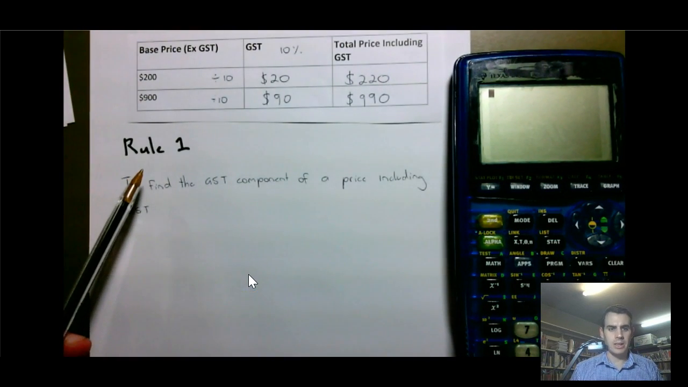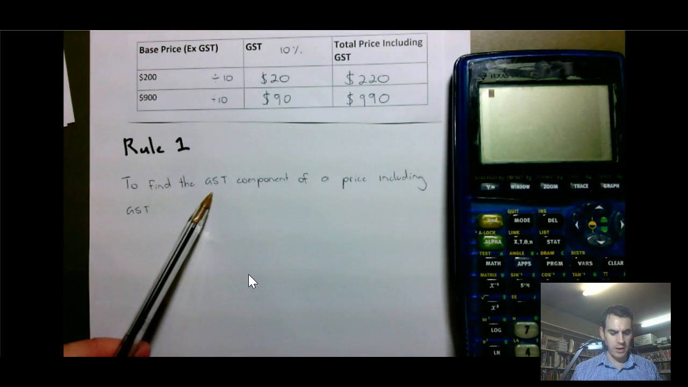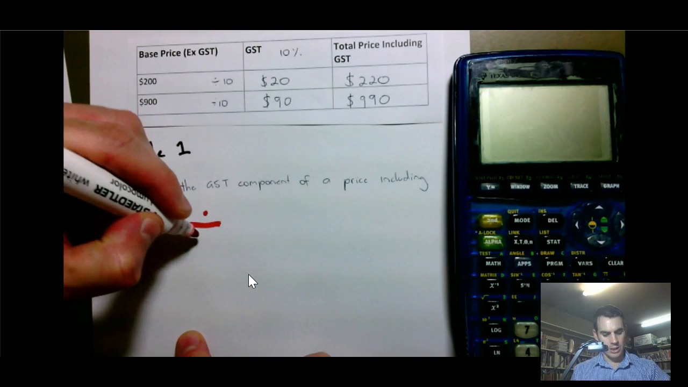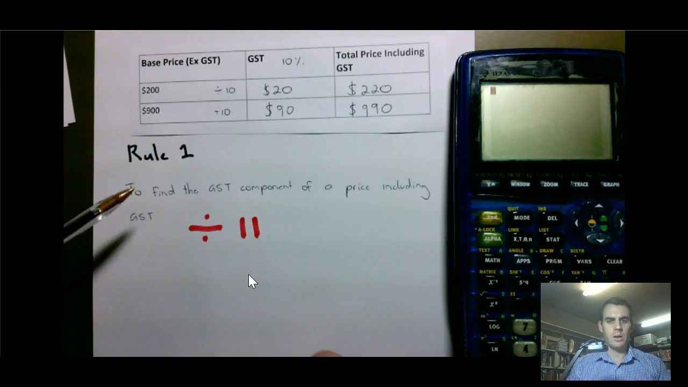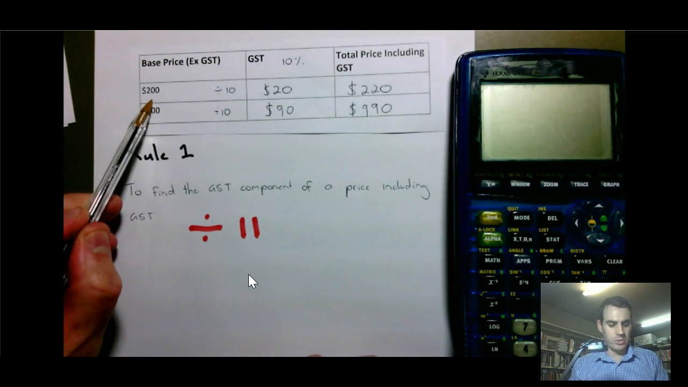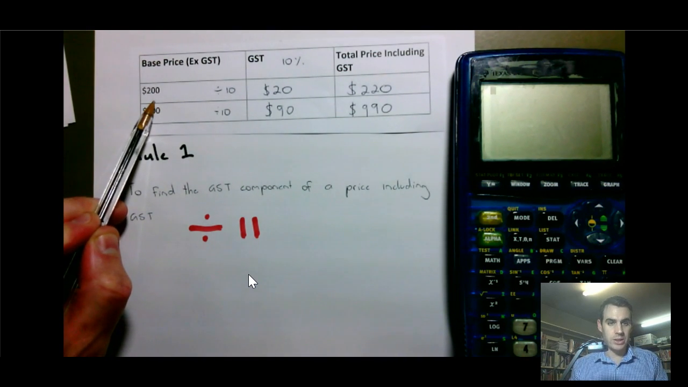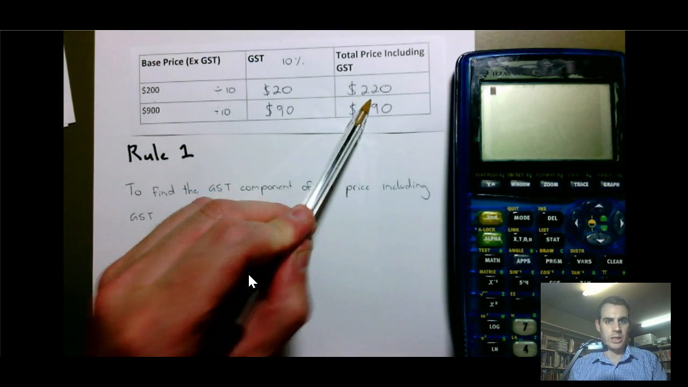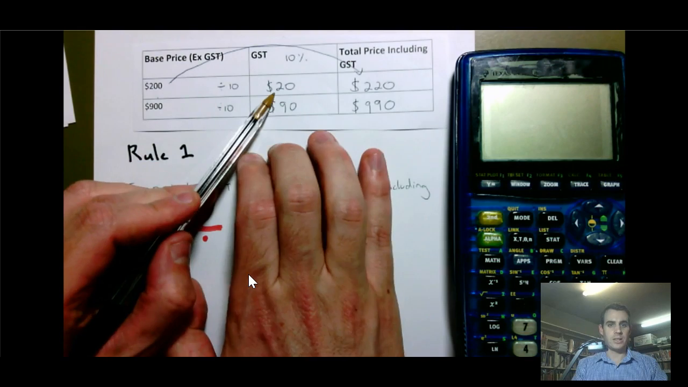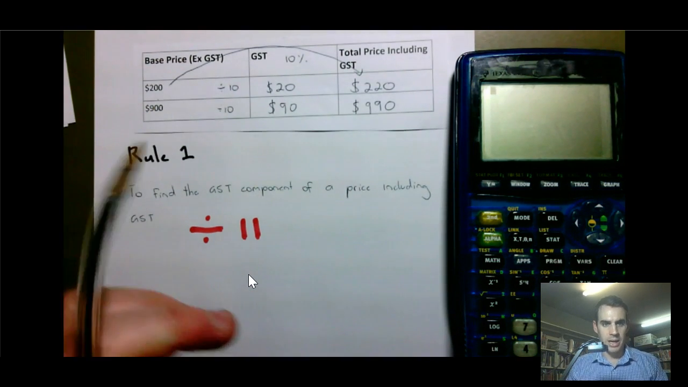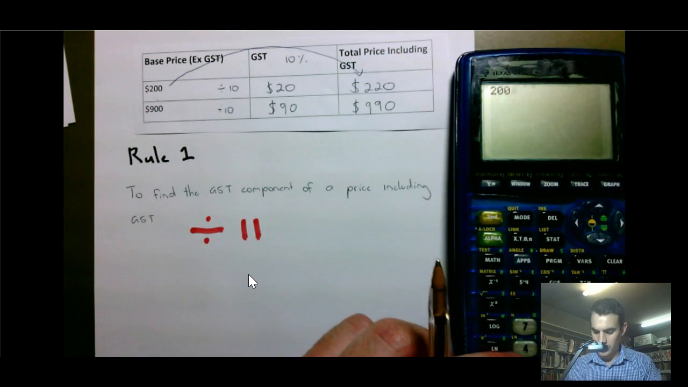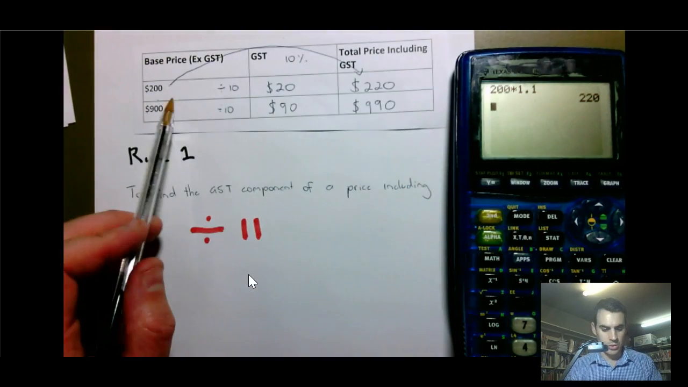Let's now make a rule for that. So rule 1, to find the GST component of a price including GST, what we do is we divide by 11. Now I'm going to teach you two shortcuts with this. So let's have a look at this first example. $200 is the base price, ex GST. The total price is $220. To move from $200 to $220 without having to calculate this GST component, all we need to do with the base price is times it by 1.1. So on your calculator, if you go 200 times by 1.1, you get 220.